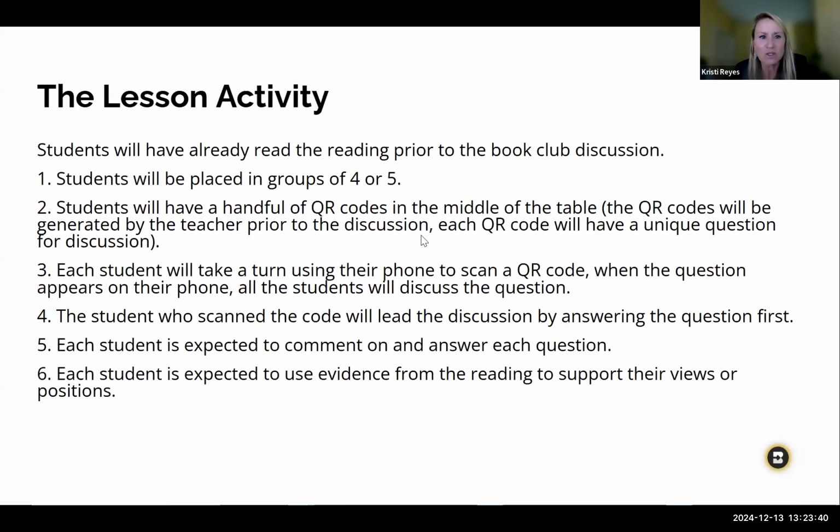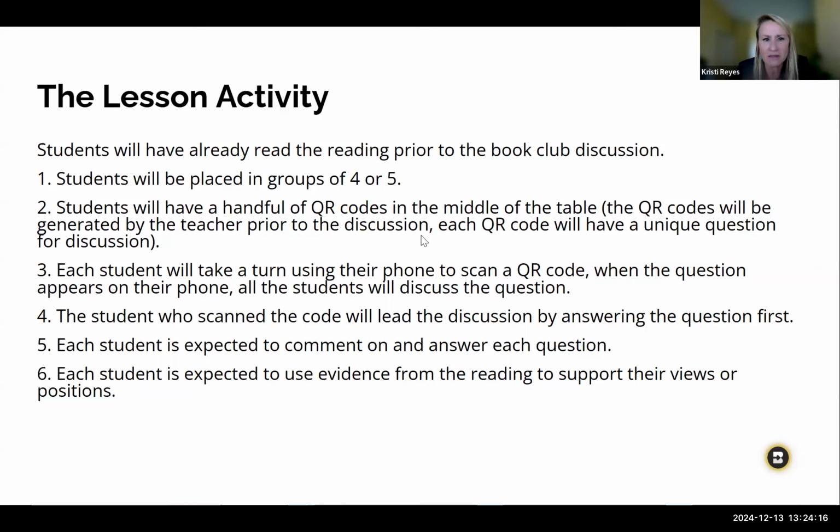So here's the activity. Students will have already read the text prior to the book club discussion. They're in groups of 3, 4, 5, whatever happens to work out the day of the activity. And they have a handful of QR codes in the middle of the table that were generated by the teacher. So one by one, each member of the group pulls out a QR code, scans it, and it links to a question about the novel. And then students comment on, answer the question, and use evidence from the text to support their answers.